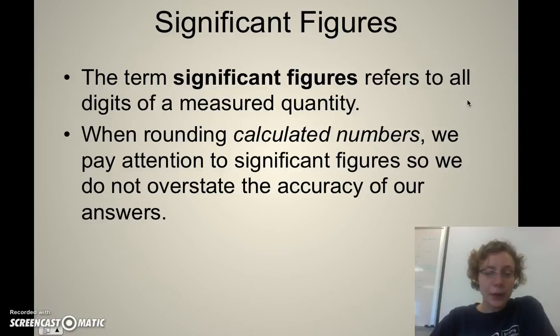When rounding calculated numbers, we pay attention to significant figures so we do not overstate the accuracy of our answer. Now, the more digits we have, the more certain our measurement is. Back when we were looking at measuring the length of the pencil, we had 25.7 centimeters, but we couldn't estimate it beyond that 0.7. That would have been a significant figure.